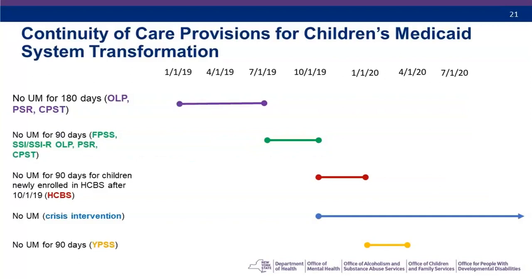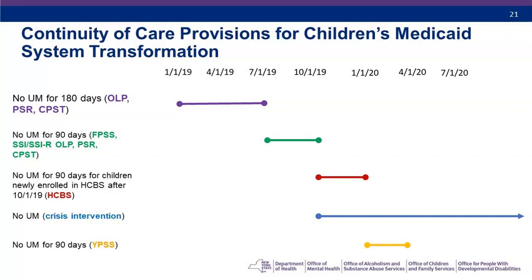Okay. I wanted to spend a little time talking about the protections that we put in for consumers with this transition of children's services. Many of you know that the children's transition actually began in January of this year with the advent of new state plan services. They're listed here on this chart, which is OLP, PSR, and CPSC.